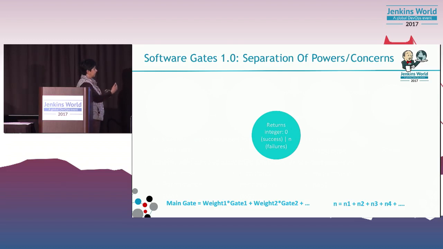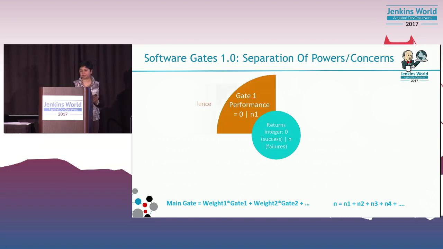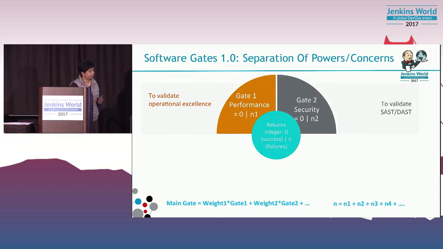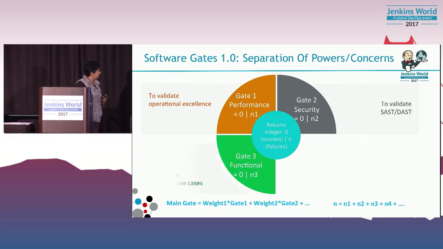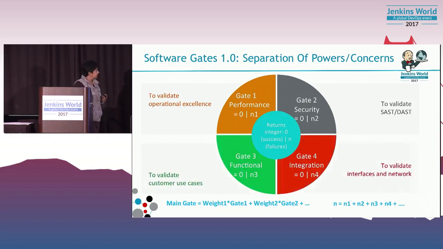But the main thing is that there is a main gate, and the main gate is a function of several gates. We will look at that. And then the main gate returns n, the return code of the main gate, which is actually the summation of the return codes of the child gates. What could be the first gate? Performance, sure. To validate the operational excellence. What could be the second gate? Security, sure. So always the return codes are 0 or non-zero, so that they can feed into the main gate. To validate customer use cases, to validate interfaces and network.